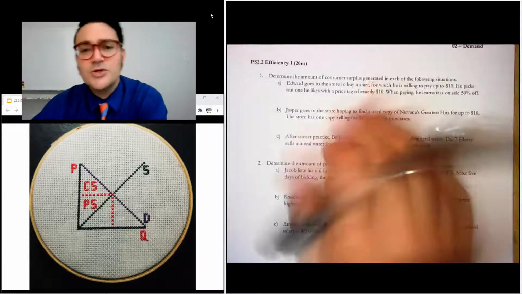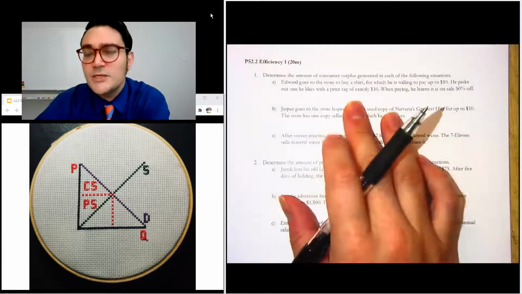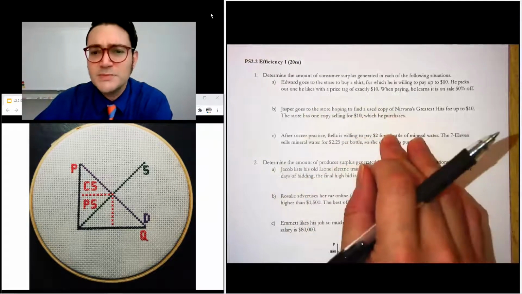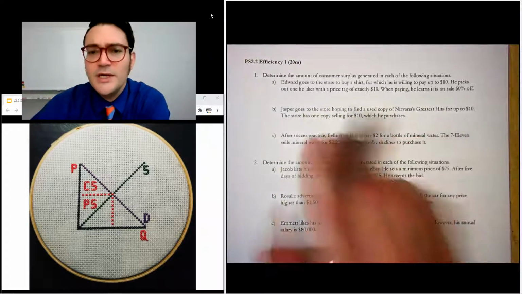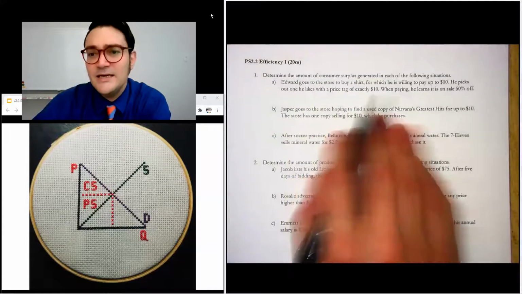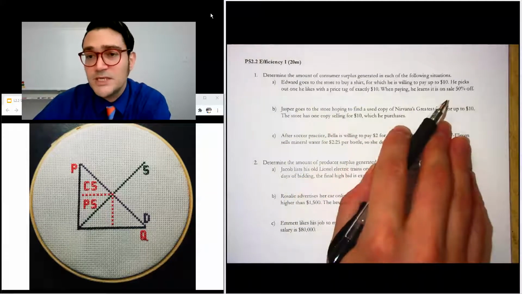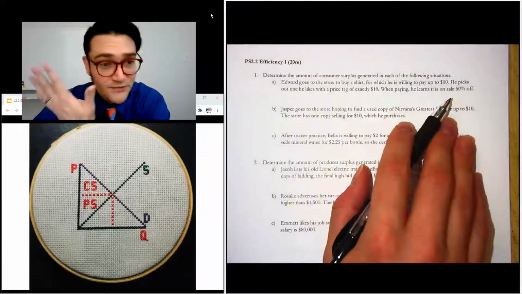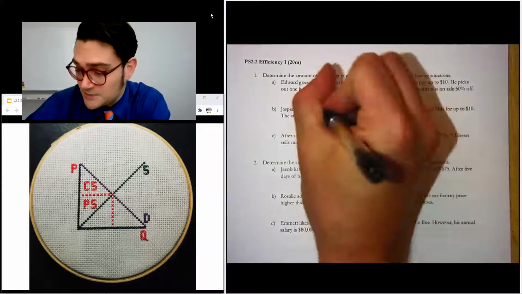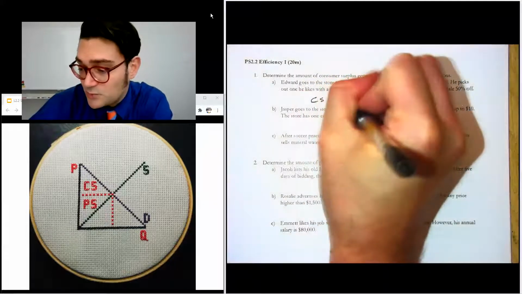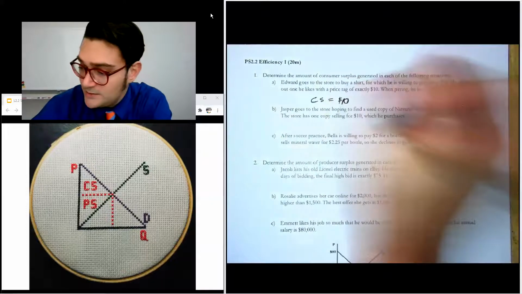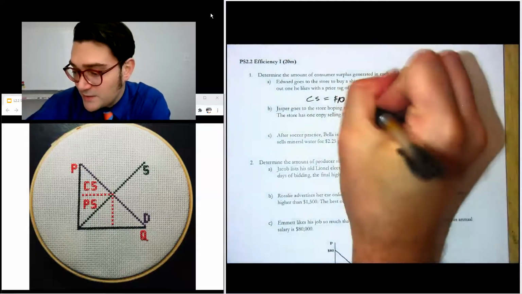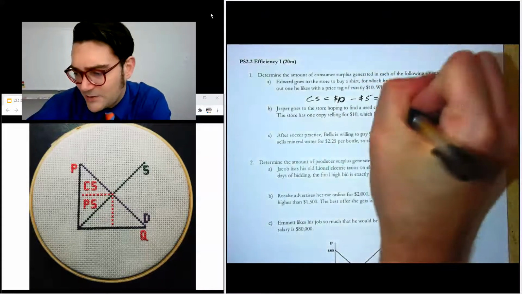All right, let's get started. Determine the amount of consumer surplus generated in each of the following situations. Edward goes to the store to buy a shirt for which he is willing to pay up to $10. He picks out one that is exactly 10, and when paying, he learns it's on sale 50% off. So now how much does he actually pay? Well, he pays 5. So his consumer surplus is the price that he was willing to pay, which was 10, minus the $5. So $5.